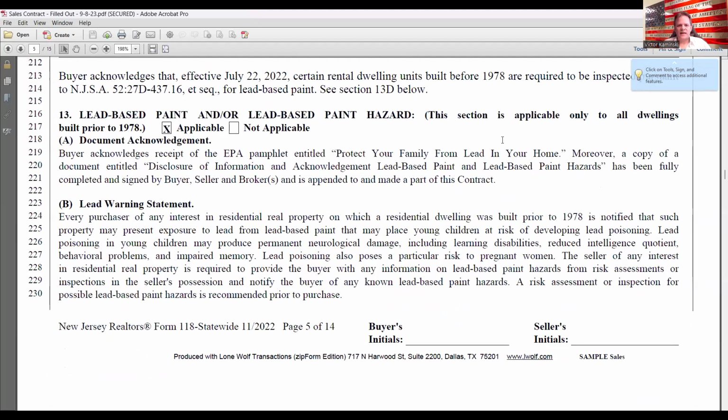Lead-based paint or other lead hazard. Was this property built prior to 1978, applicable or not applicable? If you're not sure, then leave it blank. You don't know. So give the disclosure. Still give this. If you're not sure, give the disclosure anyway, because you're not sure.